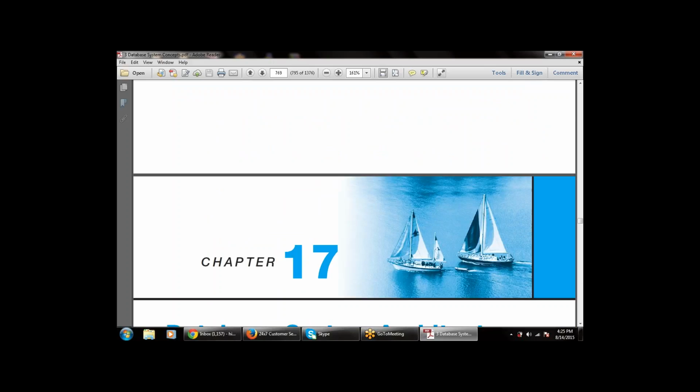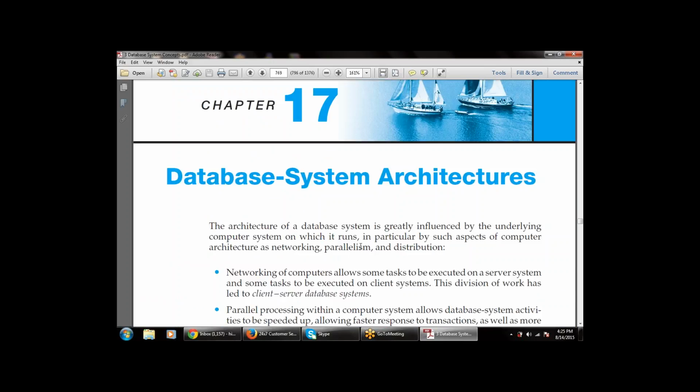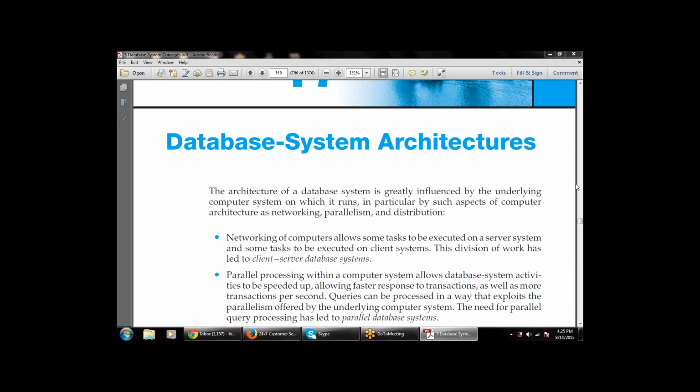So let's start with chapter number 17, the database system architecture. What is the database system architecture? Architecture means the structure that we are using for a database. The architecture of a database system is greatly influenced by the underlying computer system on which it runs, in particular by such aspects of computer architecture as networking, parallelism, and distribution. So these are the few concepts used here: parallelism, distribution, and networking. First of all, what is networking?